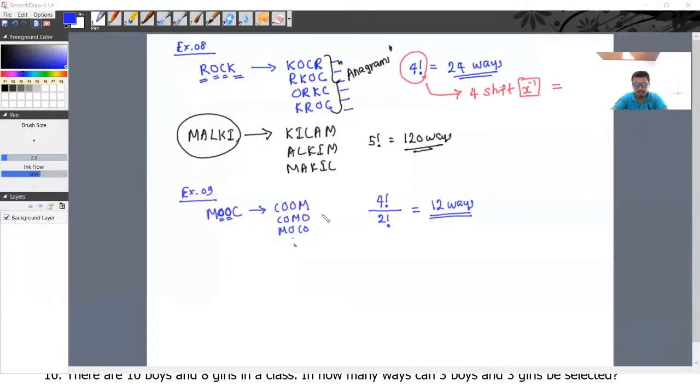Most of you got 6, saying there are 3 letters, so 3 factorial should be 6. No, that is not the way. There are 4 letters in this word Mook, and the letter O is repeated twice, so we need to divide it by 2 factorial.